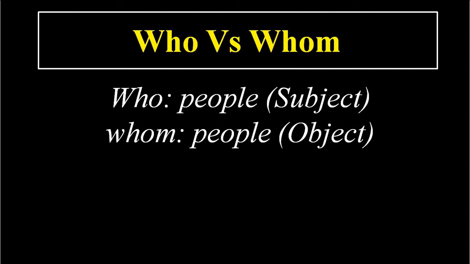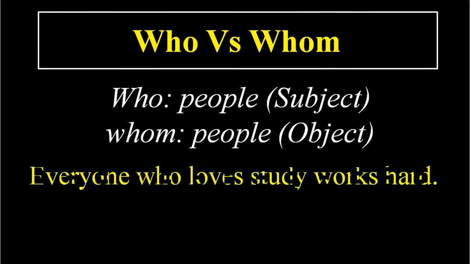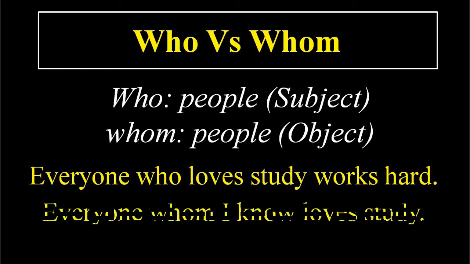It means what? Whenever there is who, there should be a verb after who. In case of whom, there should be subject plus verb. Look at an example. Everyone who loves study works hard. Here, everyone, and after that, who loves. So who plus verb, and everyone is used for human beings. So everyone who loves study works hard has become one sentence out of two different sentences.